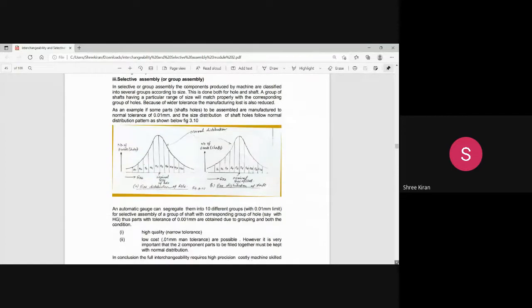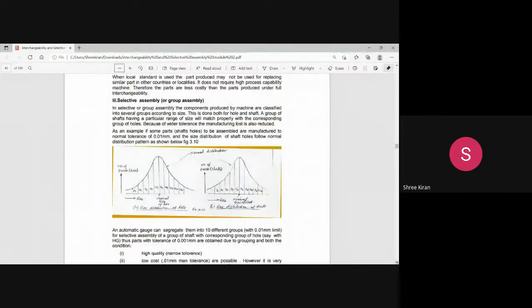In the case of selective assembly, also named group assembly, I'm requesting you students to just note down the topics. Although notes will be given, note down the topics so that you have an idea of what has been explained. In selective or group assembly, the components produced by machine are classified into several groups.